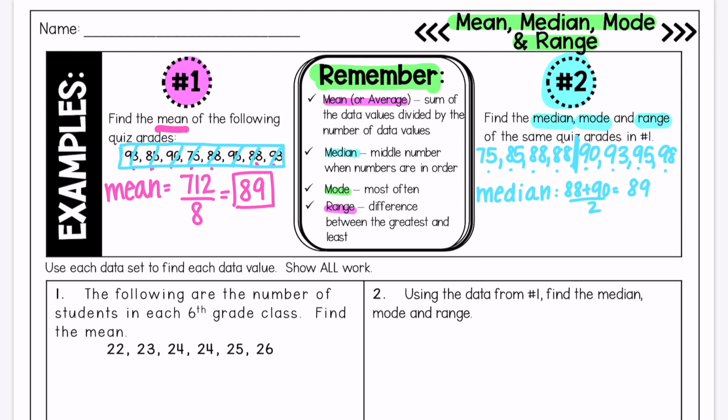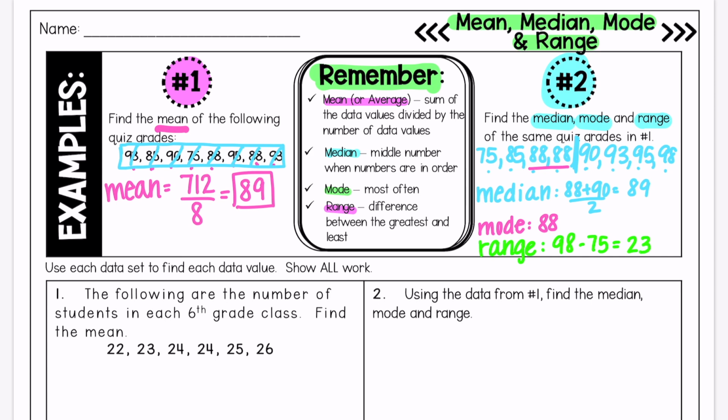The mode is the one that comes the most often, so I'm looking for any repeats. Sometimes you'll say no mode if there is none, but in this case we have two 88s, so my mode is 88. Lastly, my range is the largest number, which is 98, take away my smallest number, which is 75, and I will get 23.